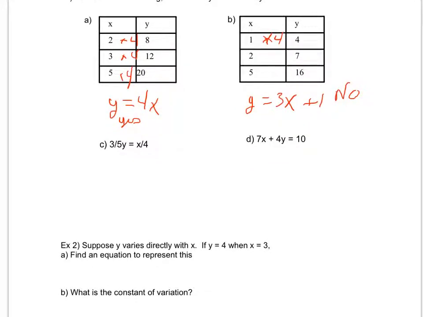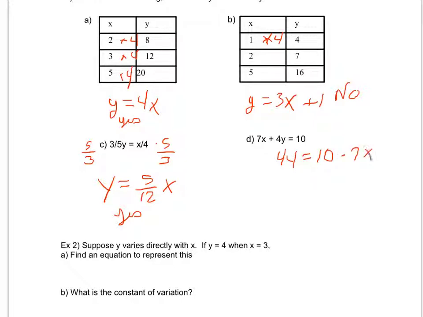Looking at example C, does this vary directly? Well, if I get y by itself, I can do that by multiplying both sides by 5 over 3. So notice I get y equals 5 over 12 x, which is in the form y equals kx, so I can go ahead and say yes, this does vary directly. And then finally, looking at example D, if I were to get y by itself, I would get 4y equals 10 minus 7x. So y equals 10 over 4 minus 7 over 4 x, and I can see that since my y-intercept is not 0, no, this does not vary directly.